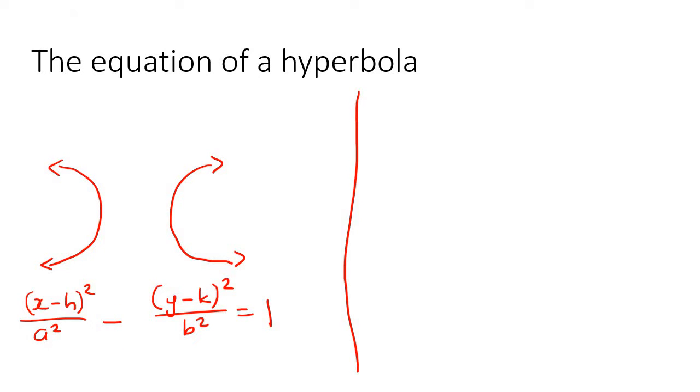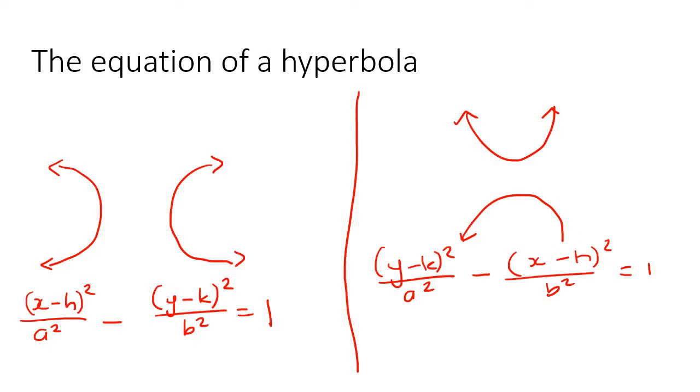The other type is when it looks vertical. So when the arrows point along the y-axis like that and like that, if that happens, then you start the equation with y. Okay, y minus k, and then that goes with a. So what I want you to identify is that whichever one's positive, in the front, determines if it's going to be a left and right or an up and down.